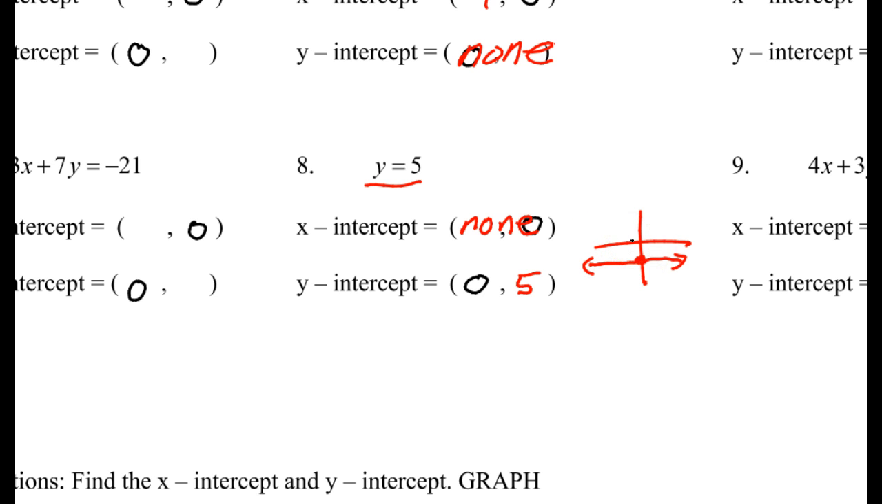Okay, so those are actually a little bit simpler. For x-intercept, you put 2 zeros? No, not 2 zeros, because 0, 0 would be right here. It doesn't cross here. So you have to say none. There is no intercept.